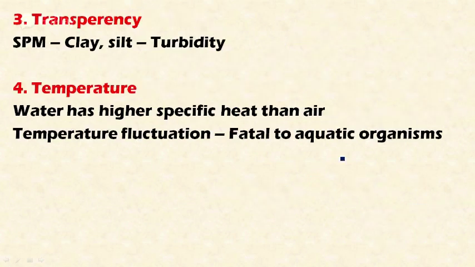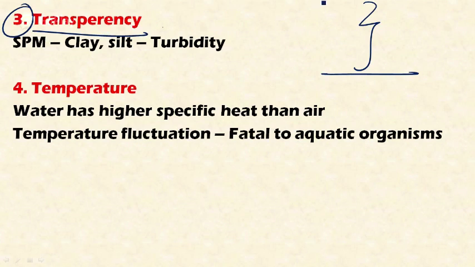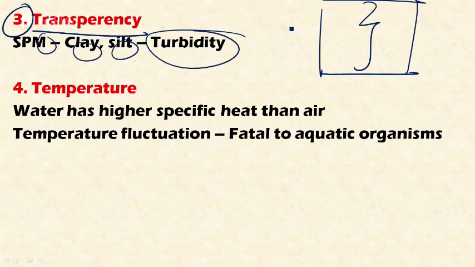And the third important thing is transparency. If there is more transparency, then the photic zone will be more in the aquatic ecosystem. If there is less transparency due to various factors like suspended particulate matter, clay, silt, the turbidity will be increased, and this will reduce the photosynthetic area, that is the photic zone of the aquatic ecosystem, thereby directly impacting the living organisms in the water body. So this is the important thing.